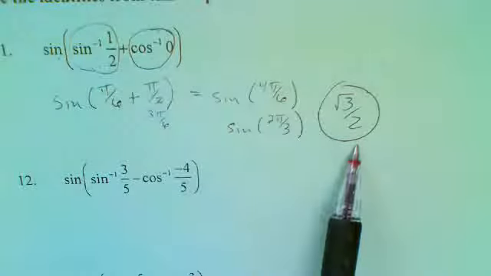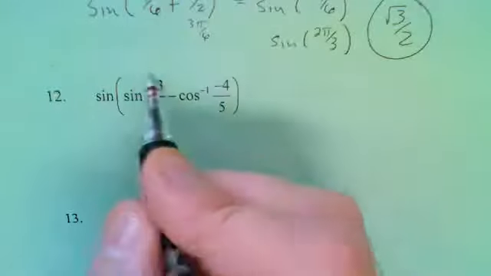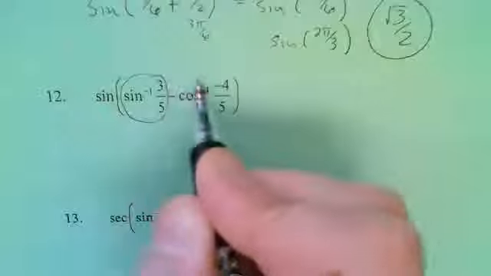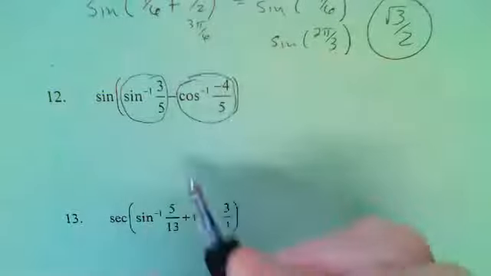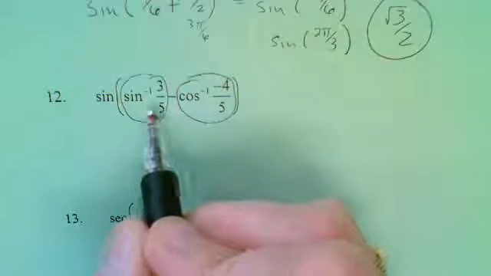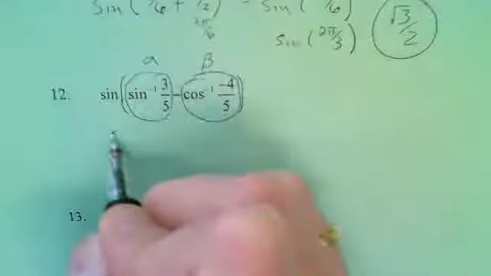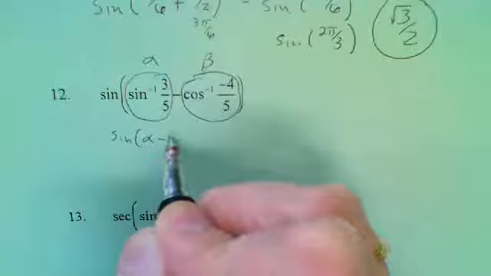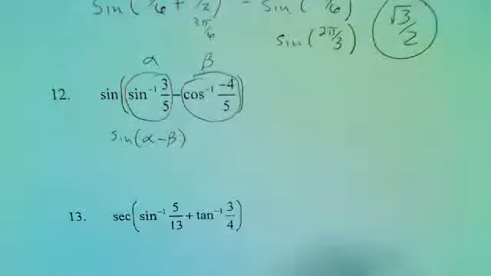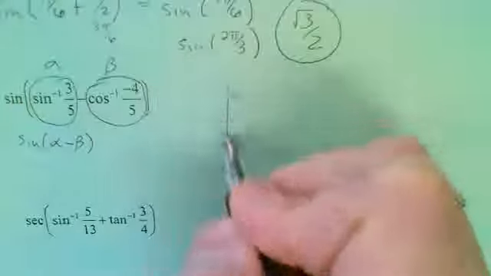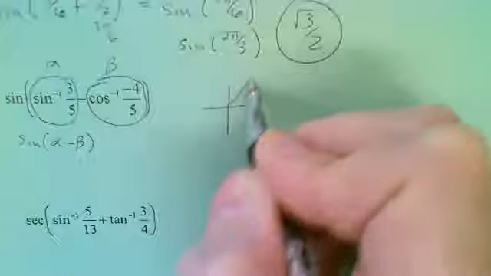Okay? And when you get down to 12, you can't do that because this also is an angle, and so is this one. They're two different angles, but I don't know what angle has a sine of 3/5. So all I can do is call that alpha, and call that beta, and I'm going to have to find the sine of alpha minus beta. So over here, I'm going to draw the picture. The picture of alpha is in the first quadrant.